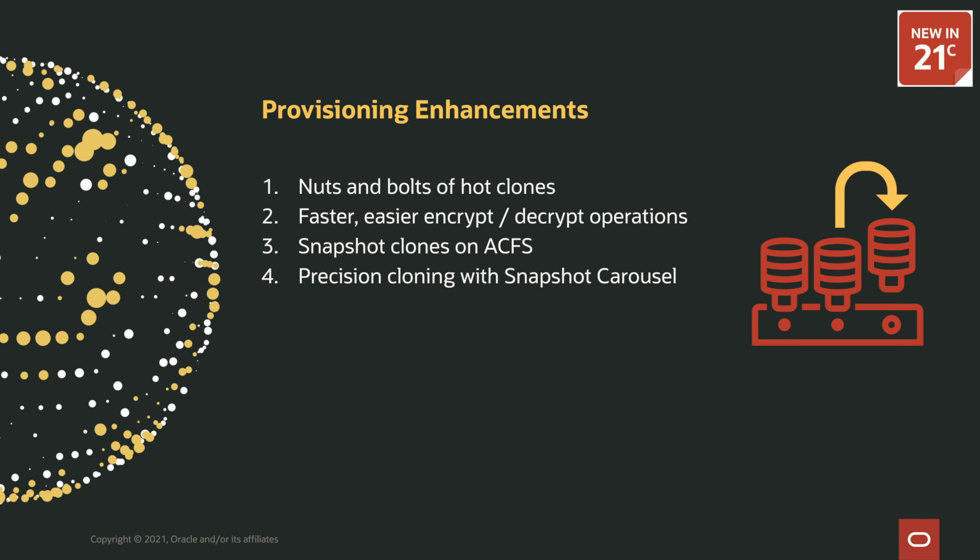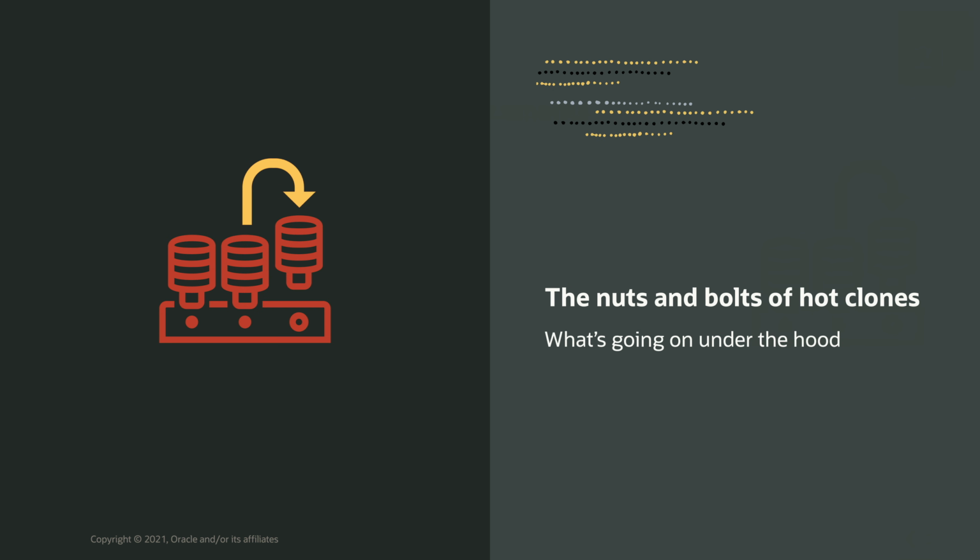Provisioning has always been a strong suit of multi-tenant, and it keeps getting better. There's a lot to discuss in this category. First, I want to be sure you understand what's happening behind the scenes during a hot clone. This is an important background for the various enhancements that we have in the next few sections. Faster, easier encryption and decryption operations, snapshot clones on ACFS, precision cloning on Snapshot Carousel. So let's explore the inner workings of cloning.